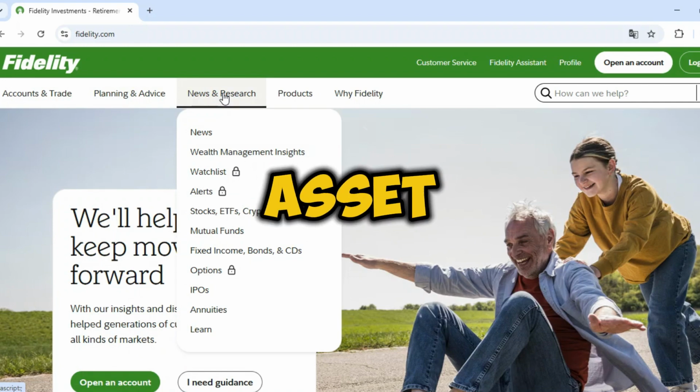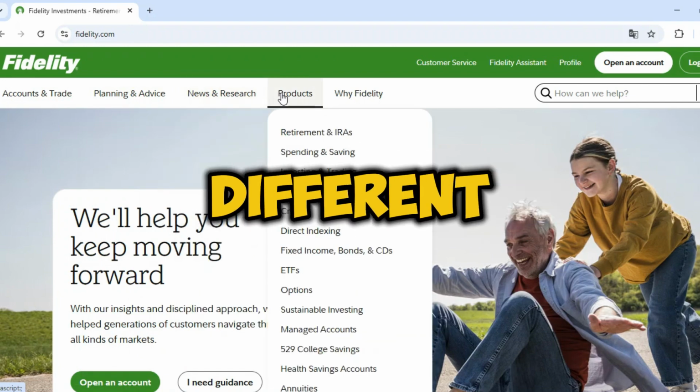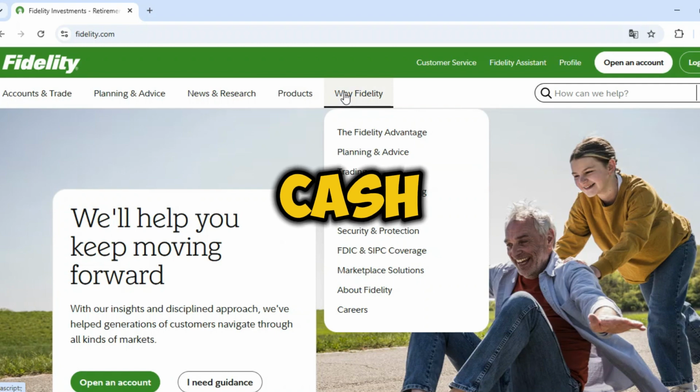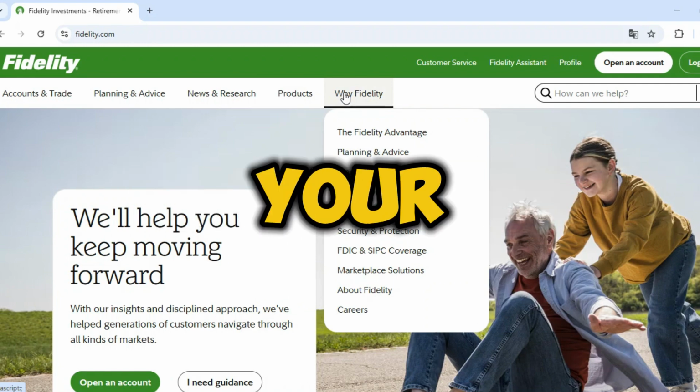Let's break it down. Asset allocation is how you divide your investments among different asset classes like stocks, bonds, and cash. Rebalancing brings your portfolio back to your target mix.